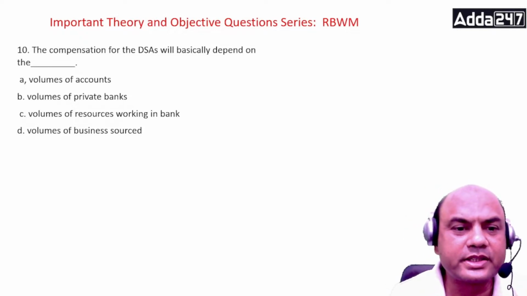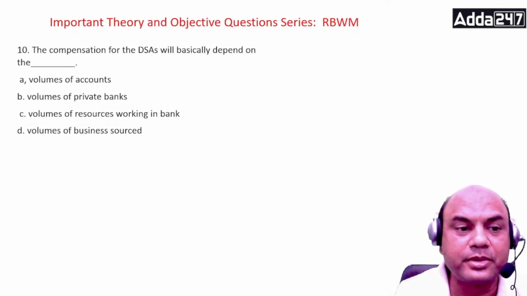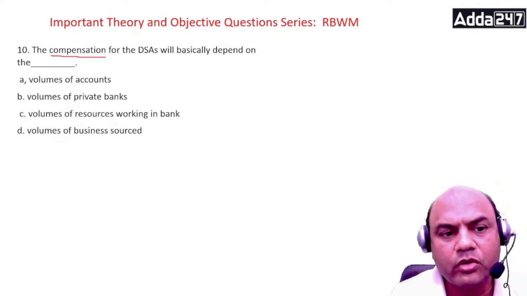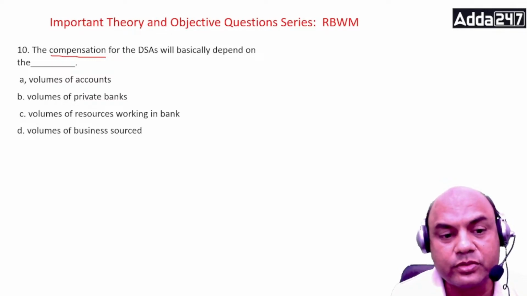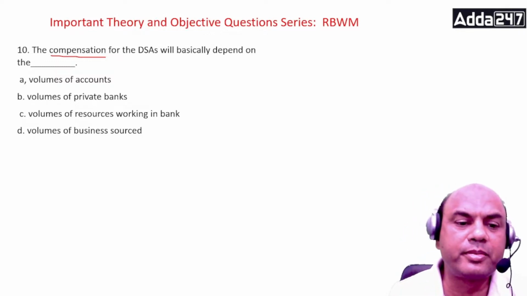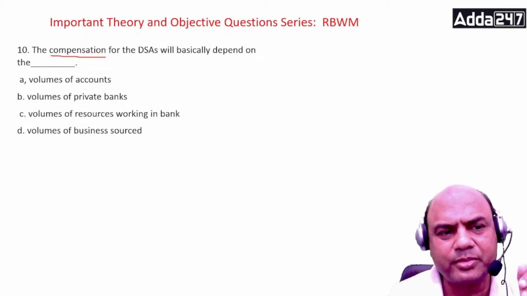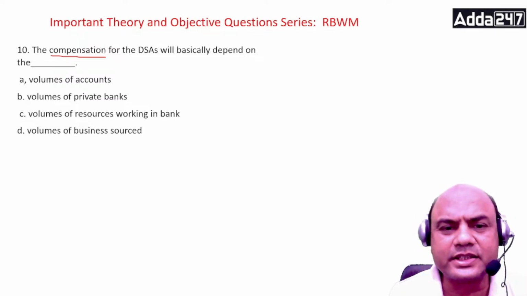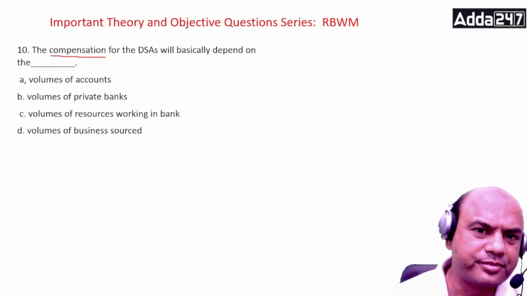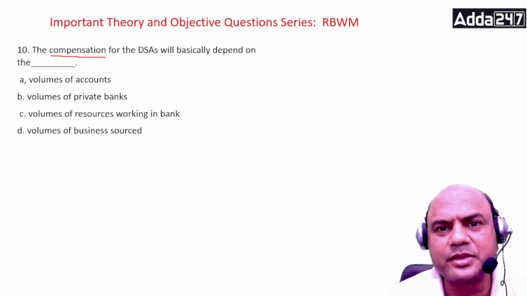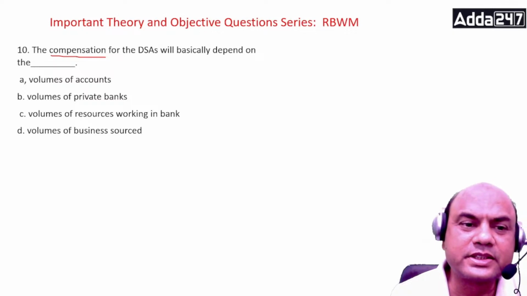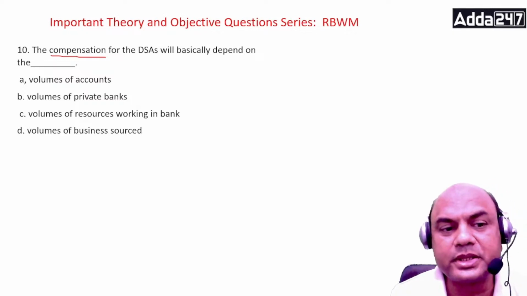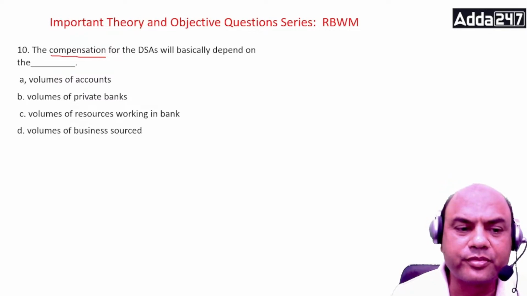The compensation for DSAs will basically depend upon, compensation means the fees paid to the DSAs: volumes of the accounts, volumes of the private banks, volumes of resources working in the bank, volumes of the business sourced. So it will be based on what? What are DSAs dependent on? DSAs are external bodies, right? They are not the bank employees. Nowadays in our nationalized banks we have BCs also, business correspondents. What is a BC? Same, right? So DSAs are external bodies. The compensation of DSAs will basically depend upon what?